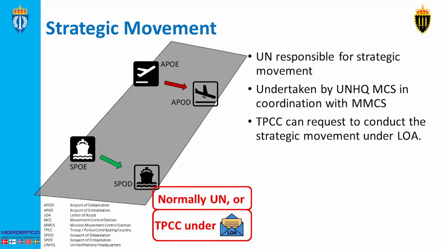Strategic movement is the movement of personnel and equipment from national sea or airports of embarkation to the sea and airport of debarkation in the United Nations mission area of operations. Strategic movement is planned and executed by the United Nations Headquarters Movement Control Section through commercial contractors. Some troop or police contributors prefer to conduct the strategic movement themselves. This is possible by negotiating a letter of assist with the United Nations.